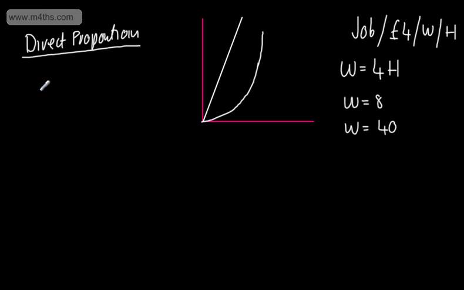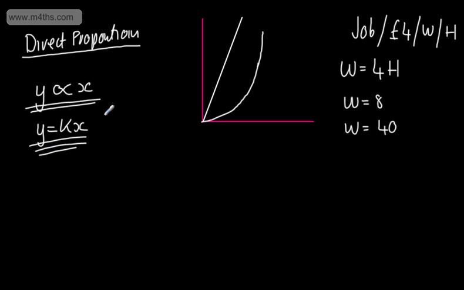We can write, if Y is directly proportional to X, we can write the following statement. So this is telling me now that Y is directly proportional to X. We could also write this now as Y is equal to Kx, where K is a constant of proportionality. So in this case, we could say that wages are directly proportional to the number of hours we do, and in this particular case, K would be equal to 4.